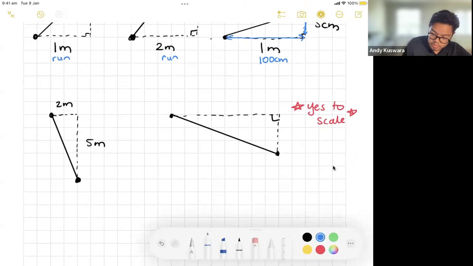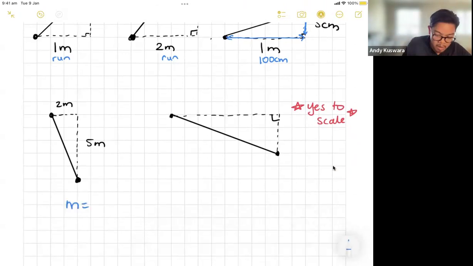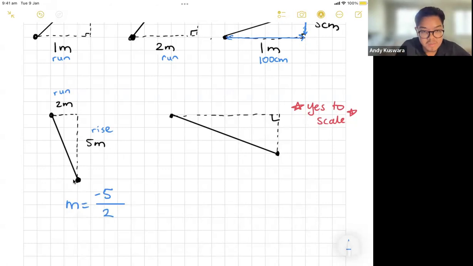These ones also have something special about them. This one here is my run. This one here is my rise. I always go from left to right, so theoretically this is a negative rise. I'm not rising; the opposite of rising is falling, so I'm falling 5, and I'm still running across 2. So in this case, my gradient, which is M, is minus 5 over 2.